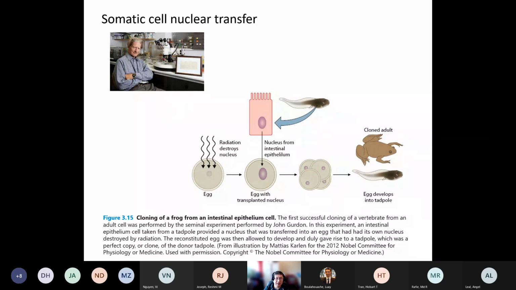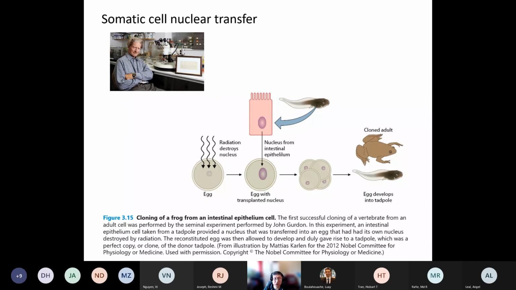Maybe he didn't have the equipment or the technique to remove the nucleus from the egg. So what he did was use radiation to destroy the nucleus of the egg. The egg is still there, but inactivated. The egg is no longer functional, destroyed by radiation.